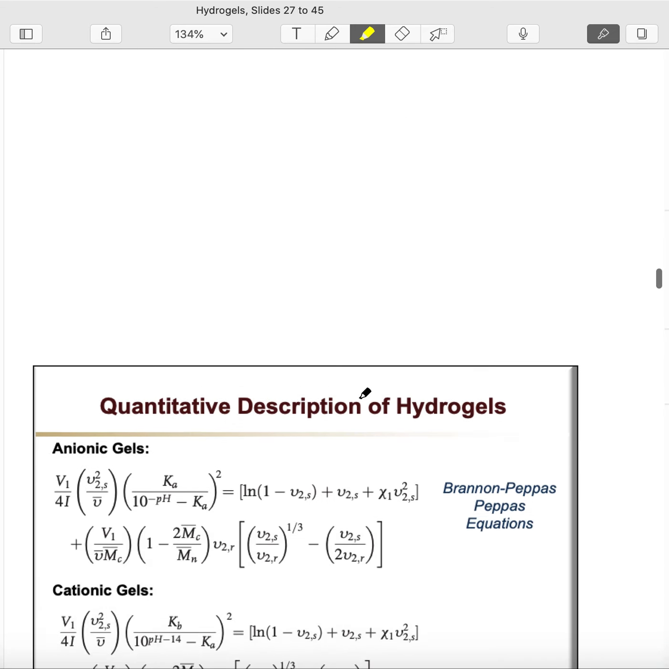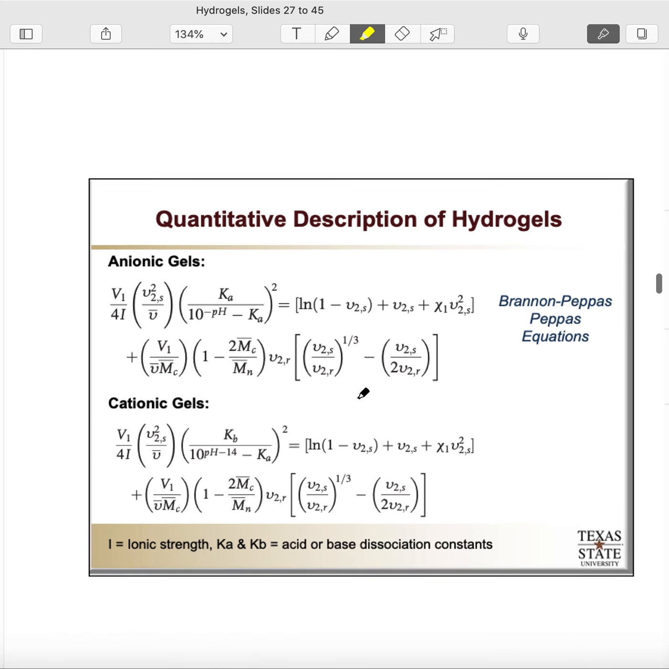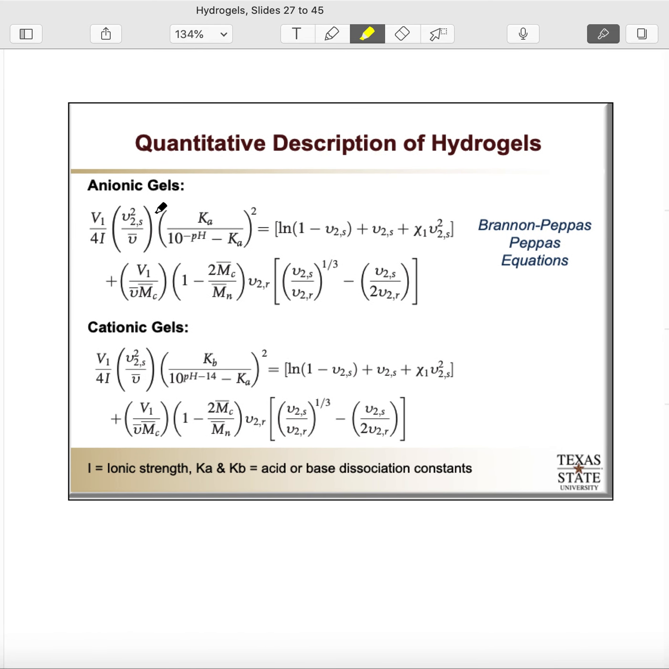From here, we go to an equation that has been derived from that to be able to calculate the molecular weight between crosslinks, which is hidden right here in the equations. Obviously these equations are quite complex, which makes them kind of hard for us to calculate. But basically we have two equations, one for anionic gels, one for cationic gels.